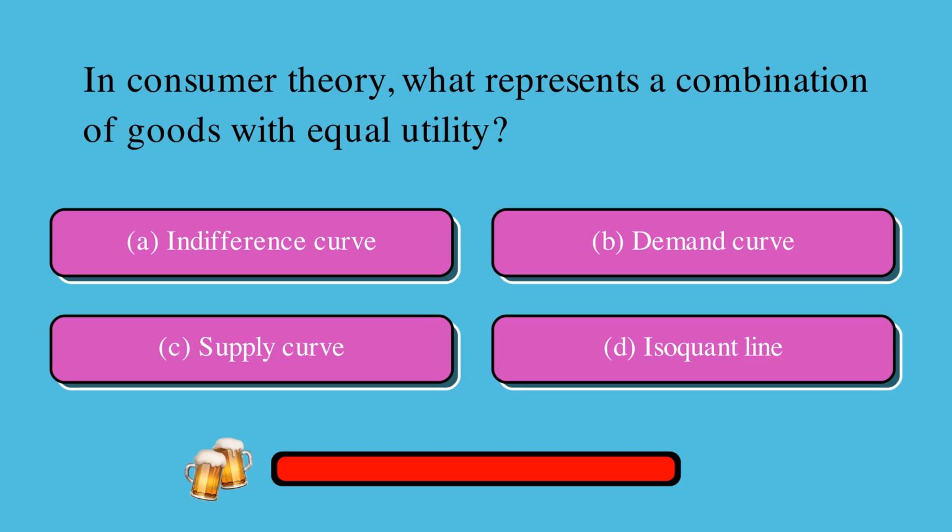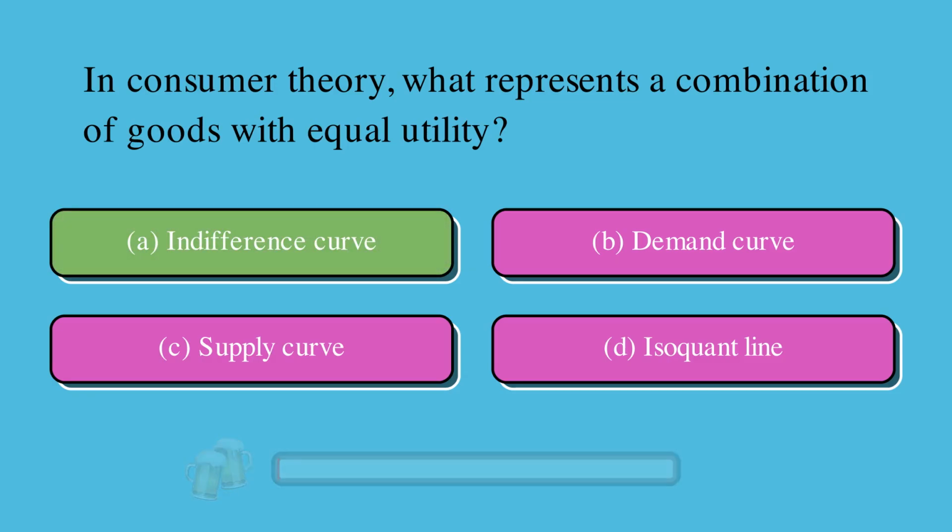In consumer theory, what represents a combination of goods with equal utility? Is it A, indifference curve, B, demand curve, C, supply curve, or D, isoquant line? The correct answer is A, indifference curve.